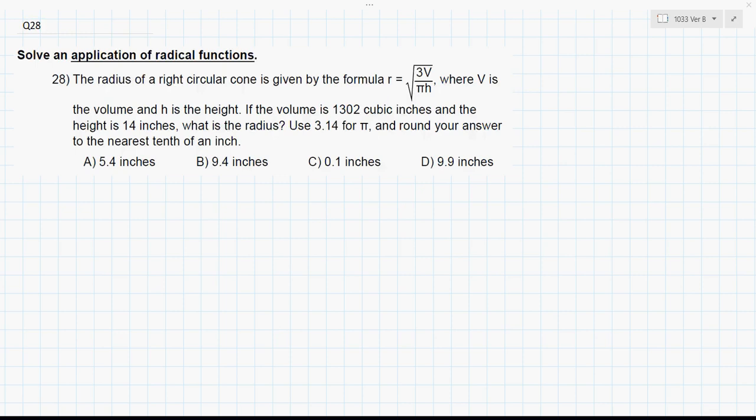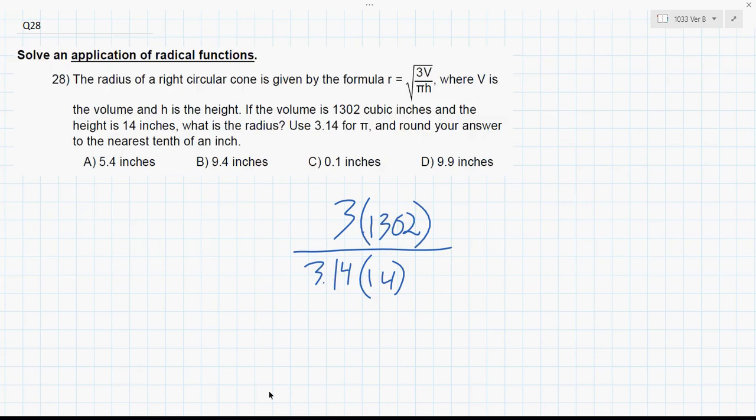So this is basically a plug-and-play situation where we're going to do 3 times the 1302 divided by 3.14 times the height being 14. And that's going to be under a square root to give us the r value. So again, you can plug this into your calculators, and you will end up with an answer close to 9.4 inches.